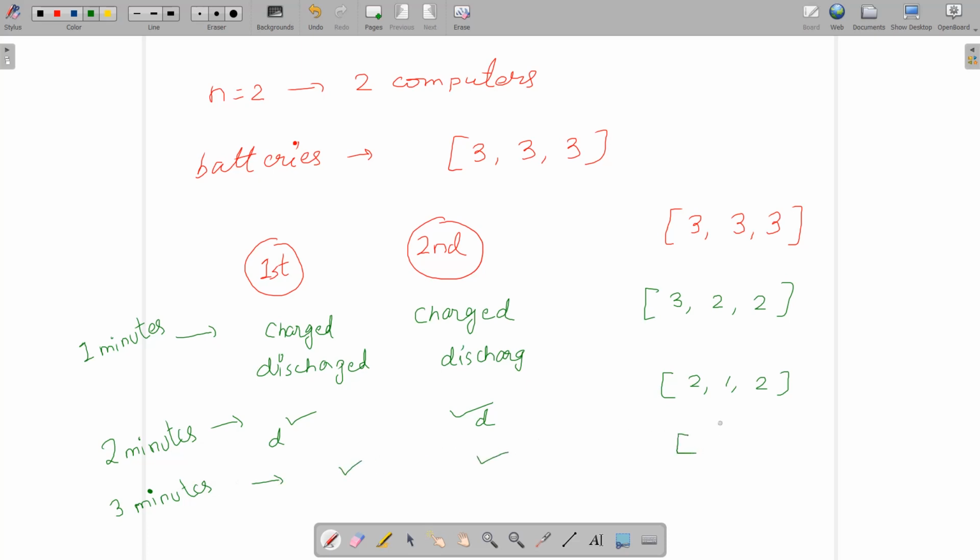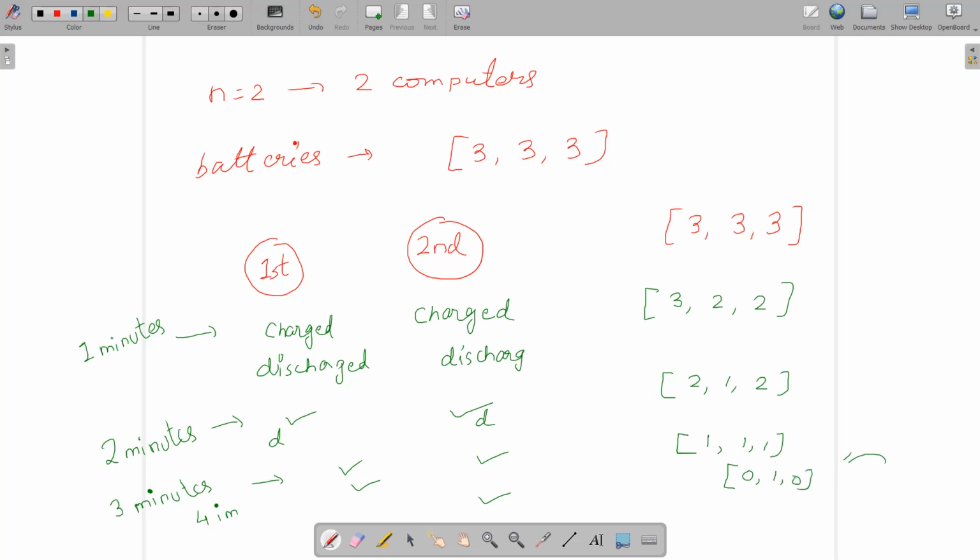And how is this possible? You can see I will pick up this battery and this battery, so it would become 1 1 1. Okay, now you can see I can still pick up any two batteries to charge the respective computers. Still I can charge for 4 minutes. You can see this is charged, this is charged. So my state of the battery becomes, for any two batteries I choose, 0 1 0. Okay, I have chosen the first and third battery.